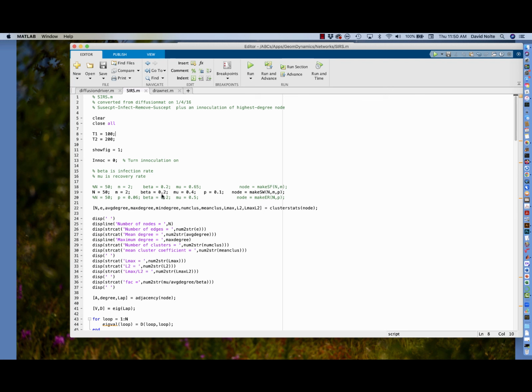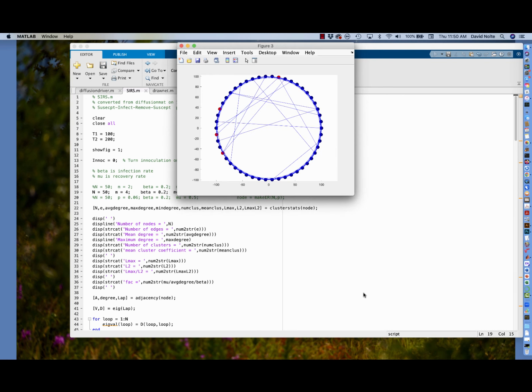So if I change my betas and my mus, I can change the average number of nodes that are infected. Let me make this an M cycle of 4. Let's see what happens here. That's a little bit more like a small world. I'm not sure we're going to see any significant difference from the last one, but we'll take a look.